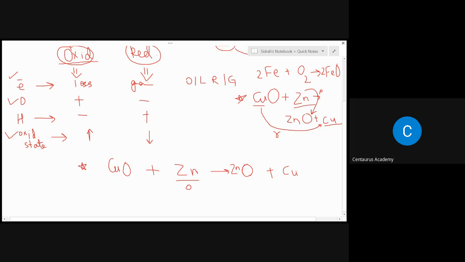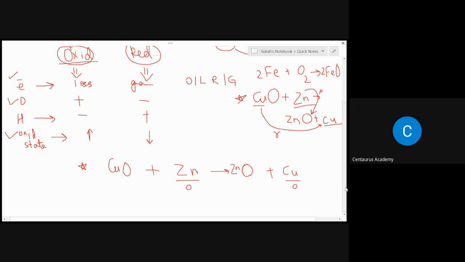So in this particular reaction, I can say zinc is in its elemental state. It has not yet combined with any other element. Copper is also in its elemental state. So this is also going to be 0. The oxidation state of copper and zinc tends to be 0.